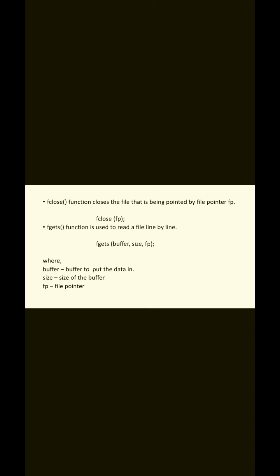Next, for reading a file, we use the function fgets. In a C program, the fgets function can be used as fgets(buffer, size, fp), where buffer is to put the data in, size means the size of the buffer, and fp is the file pointer. And lastly is the fprintf function, which writes a string into a file pointed to by fp. In a C program, we write a string into a file as below.